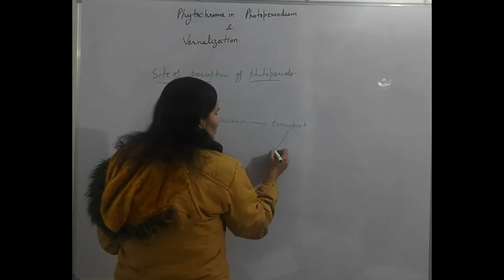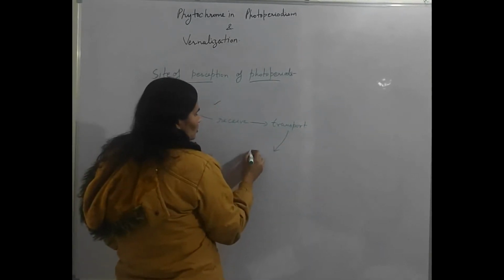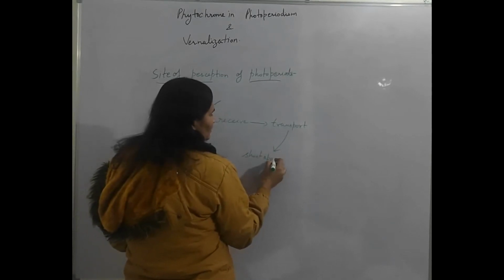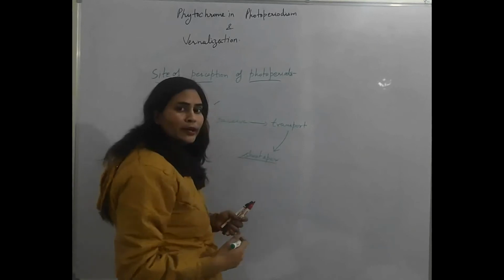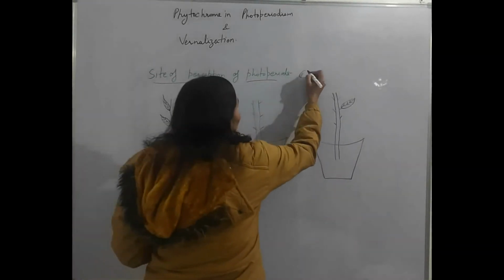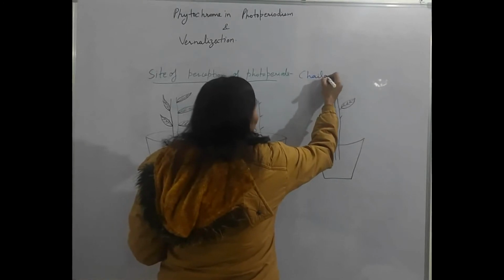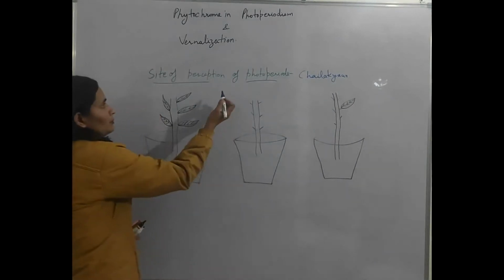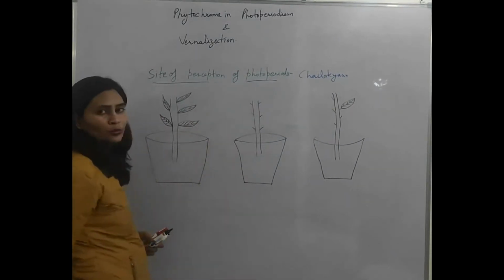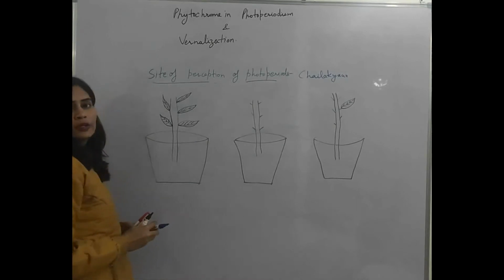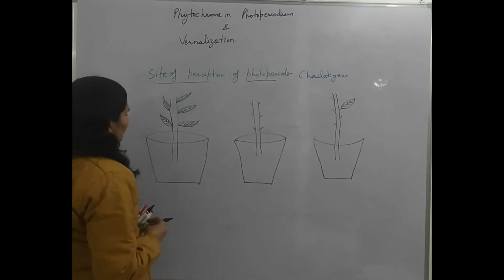The leaf transports that stimulus to the shoot apical meristem or shoot apex, where flowering will take place. Scientists performed some experiments that prove that the leaf is the main organ for perception of photoperiods. They experimented on chrysanthemum and gentium plants.